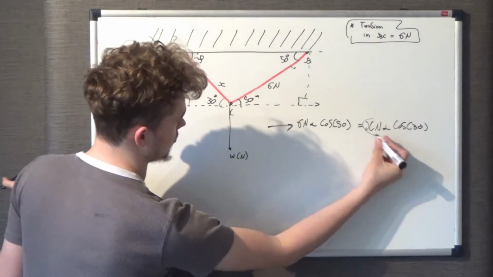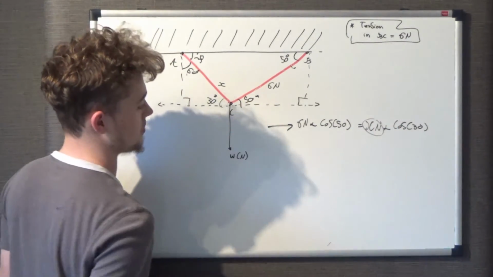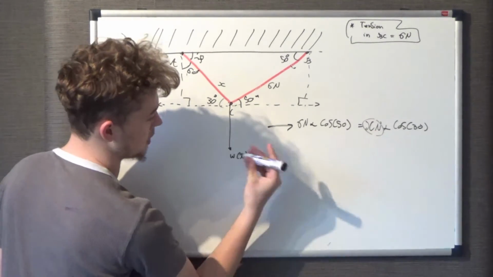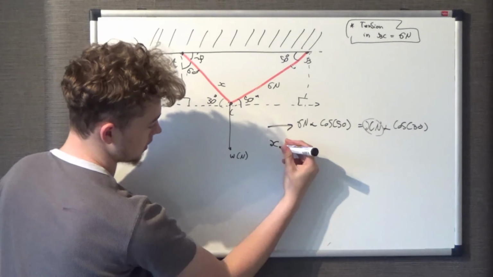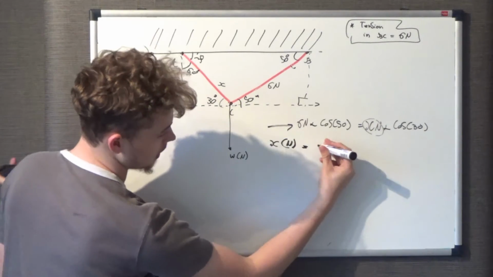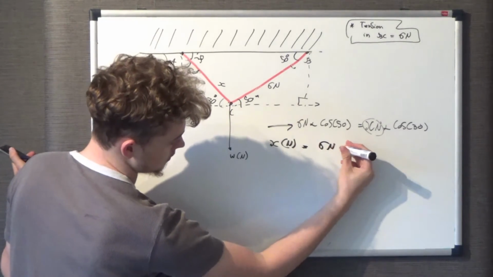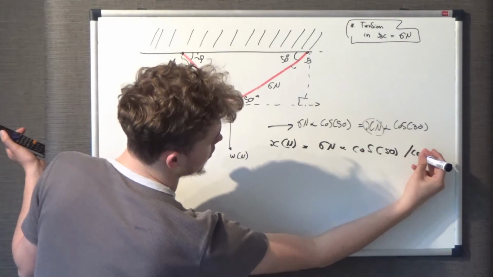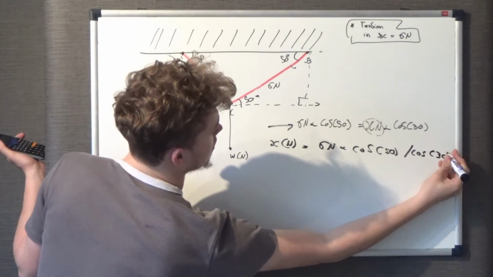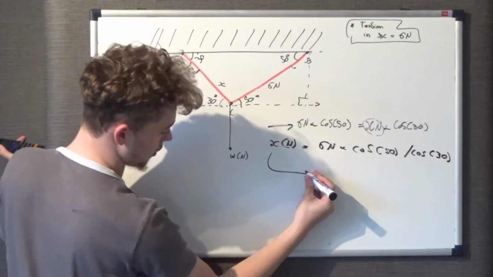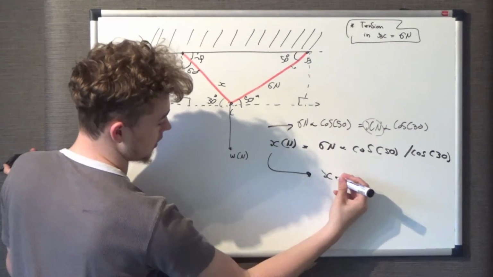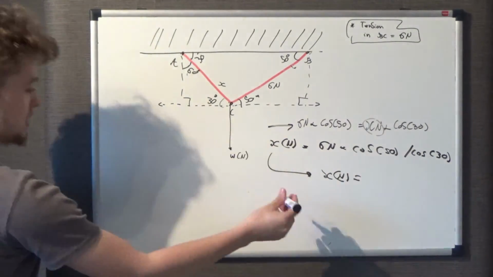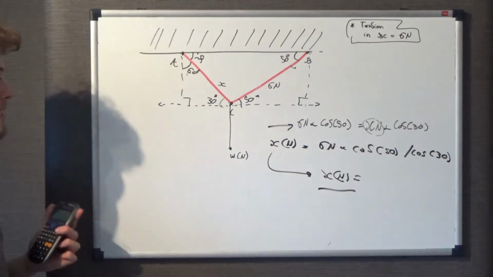So if you want to rearrange to get the X N, remember X N is just X in newtons, you don't have to really have that N there, it just says the units. So X in newtons is equal to 6 N times the cos 50 all over the cos of 30. Then it's just putting that in your calculator and getting a value for this X newtons. Remember, this X newtons represents the tension A to C.